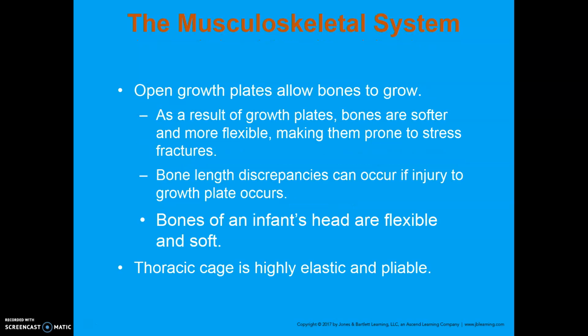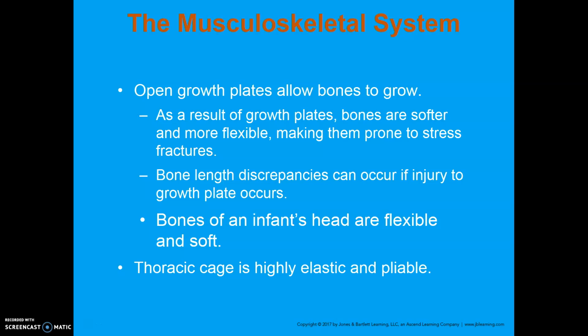The musculoskeletal system. Open growth plates allow bones to grow during childhood. As a result of open growth plates, children's bones are softer and more flexible, making them prone to stress fractures. Bone length discrepancies can occur if there's an injury to the growth plate. And it's important to immobilize extremities with sprains and strains because they may actually be stress fractures.